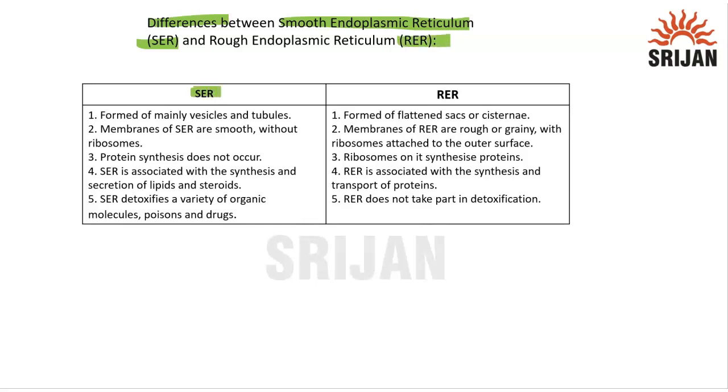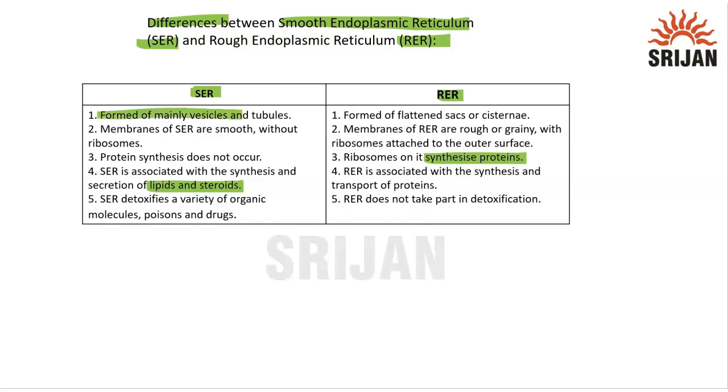See, by the name only we are understanding that smooth endoplasmic reticulum is smooth in appearance, rough endoplasmic reticulum is rough in appearance. Okay. What is the function? The smooth endoplasmic reticulum helps in lipid and sterol formation, whereas the rough endoplasmic reticulum helps in protein synthesis and enzyme formation.